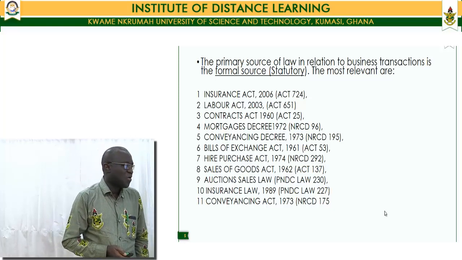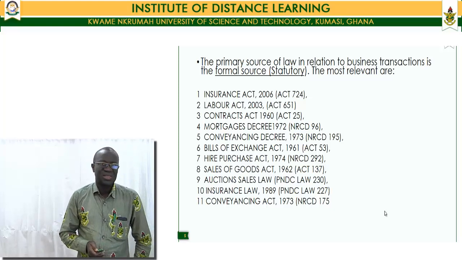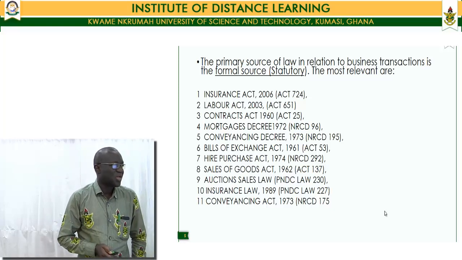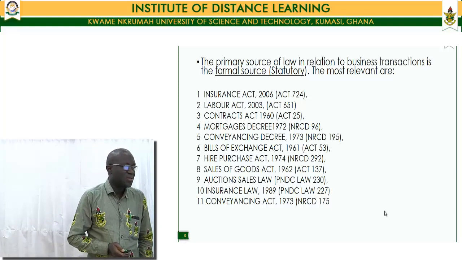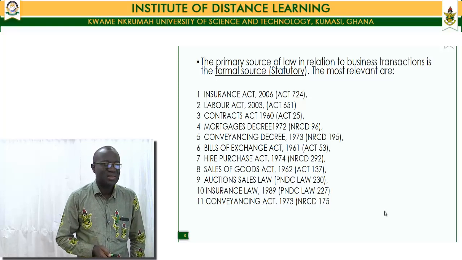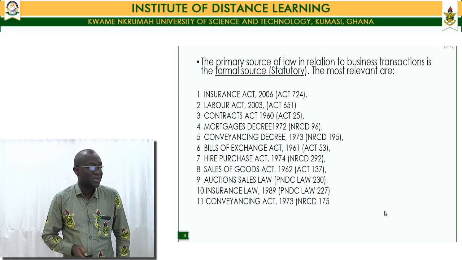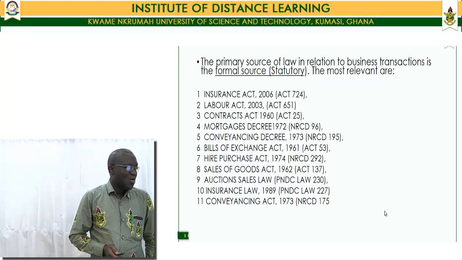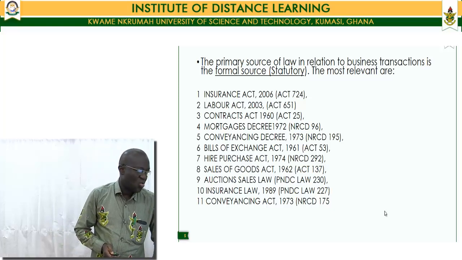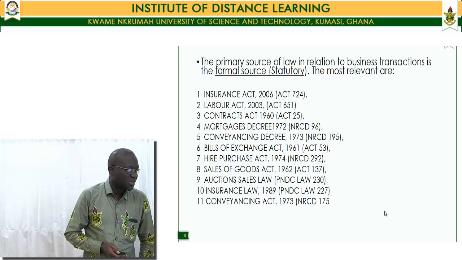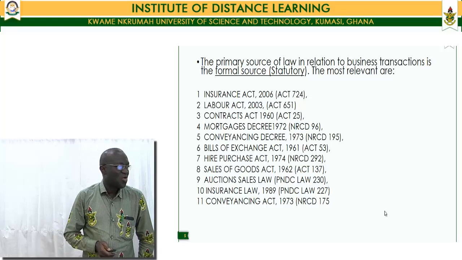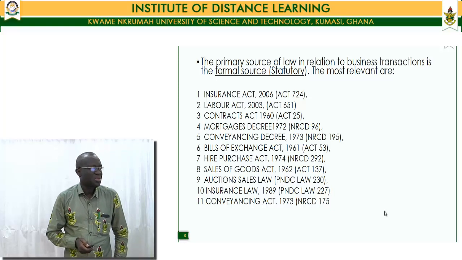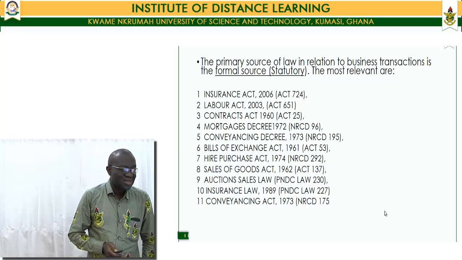So we have a few of them to list here. As you can see on the slide, we have Insurance Act, the Labor Act 2003, the Contract Act, which we'll be looking at more, the Contract Act 1960, then the Mortgages Decree 1972, NRC Decree 96, then the Conveyancing Decree 1973, Bills of Exchange Act, the High Purchase Act, Sale of Goods Act, Auction Sales Law, then the Insurance Law. So the conveyancing, we have already mentioned that. And we can refer to all of them as laws which are related to business transactions or business relationship in Ghana. But we'll concentrate on the Contract Act 1960 itself.